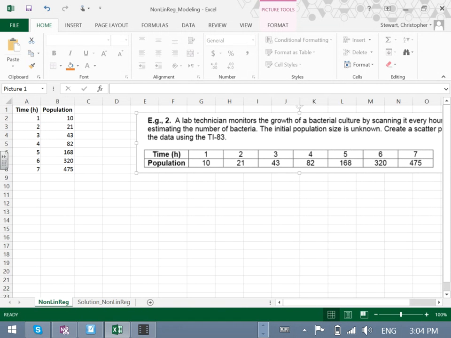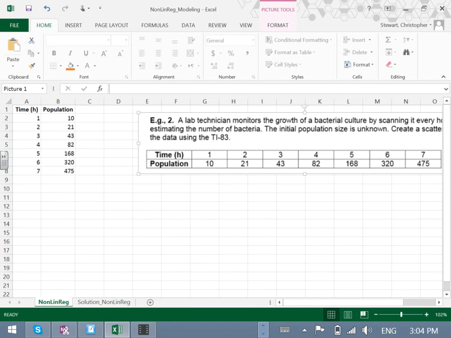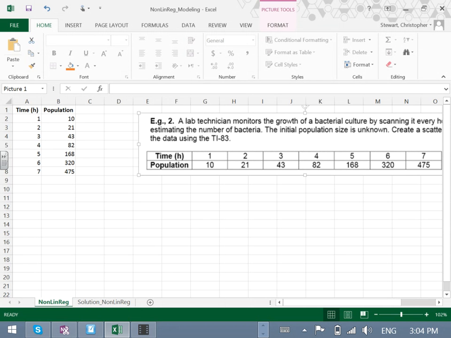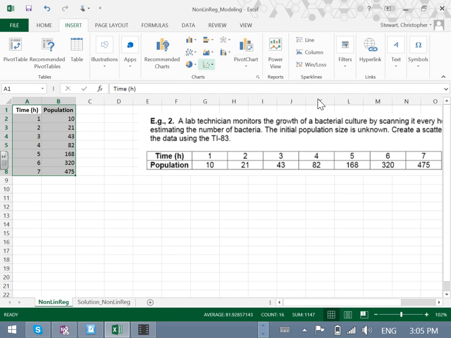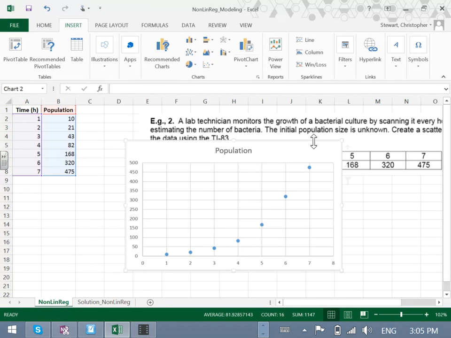So with this question here, we need to perform regressions. So what we'll do is go through a particular key set of regressions, and we'll start with the linear regression. I've got my data input, time as the independent variable X, and population of bacteria as Y, the dependent variable. So I'm going to insert a scatter plot as you've done in the past.